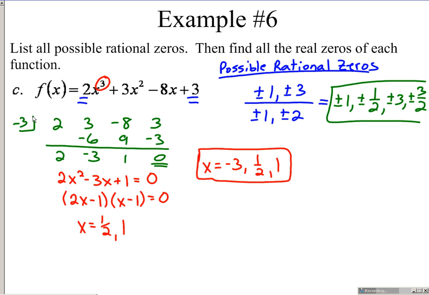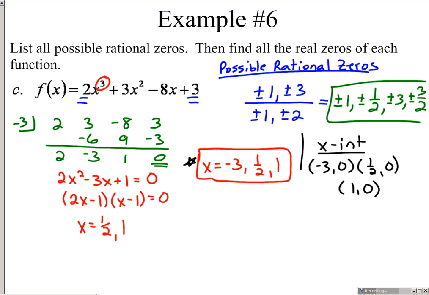A couple other things I want to talk about before we end. Those are the three zeros. If you were asked to list the three x-intercepts, you would list all of these ordered pairs. So the x-intercepts would be (-3, 0), (1/2, 0), and (1, 0). So know the difference between whether you're asked for solutions or x-intercepts.